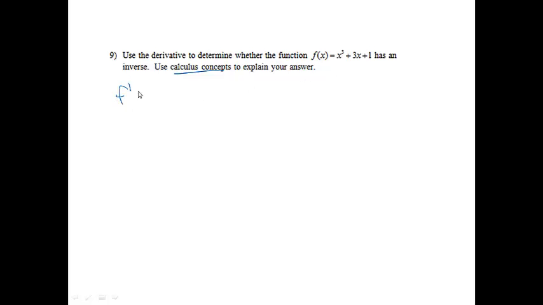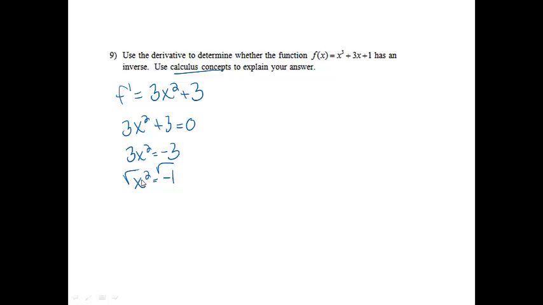So the first thing that I want to do is to find the derivative. The derivative of x cubed plus 3x plus 1 will be 3x squared plus 3. The next thing that I want to do is take the derivative and set it equal to 0. Subtract 3, I'll get 3x squared equals negative 3. Divide by 3, I'll get x squared is equal to negative 1.